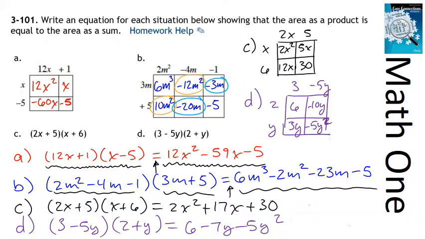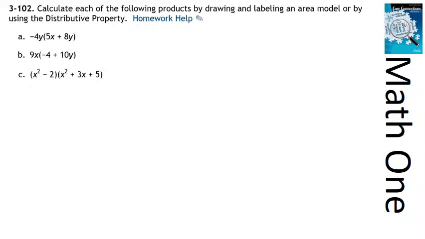So that is the sum of the areas, right? Or the area as a sum, and then I've got the area as a product as well. Kind of more of the same. It says calculate each of the following products by drawing and labeling an area model, or by using the distributive property. That's an important thing to look at and be thinking about as you're looking at these.